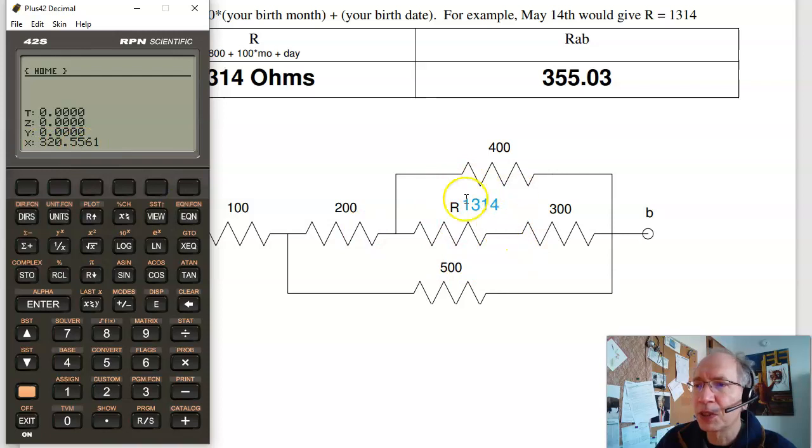This is 320 ohms. In series with 200, they add. In parallel with 500, 500 inverse, add inverse, 255 ohms plus 100. Answer is 355.03 ohms.